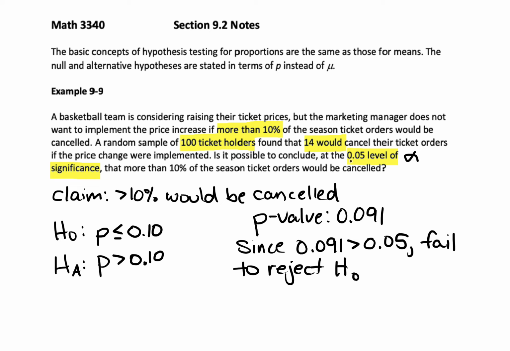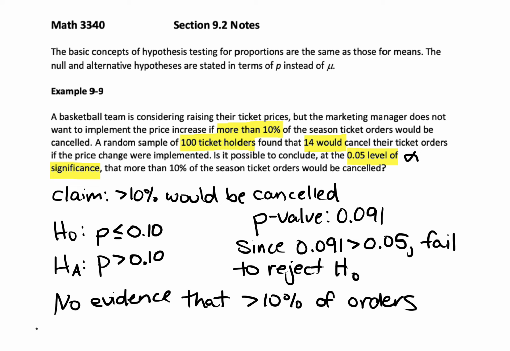If my alpha here was 0.1 or 10%, then I could reject the null hypothesis because my p-value is less than 0.10. But since I'm using an alpha of 0.05, my p-value is not less than that, and so I fail to reject the null hypothesis. So what does that mean about my situation? Well, I do not have evidence that more than 10% of orders will be canceled. So I do not have evidence to support the claim.